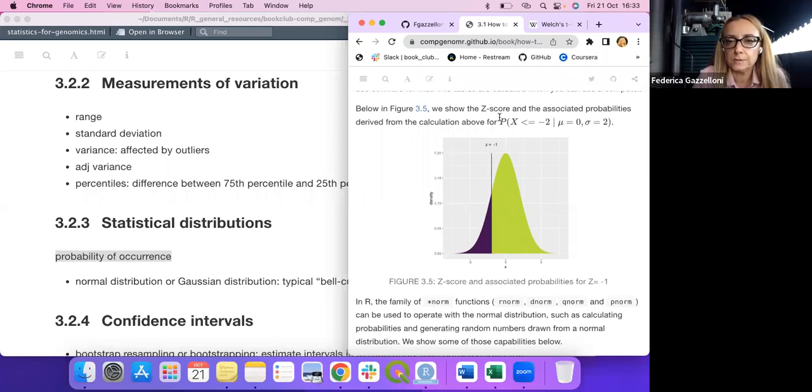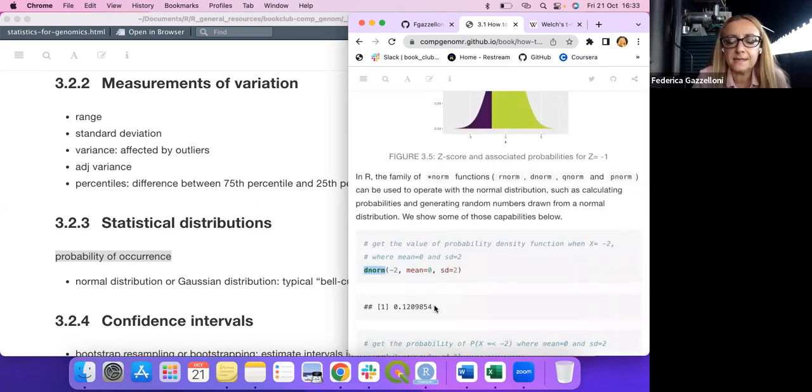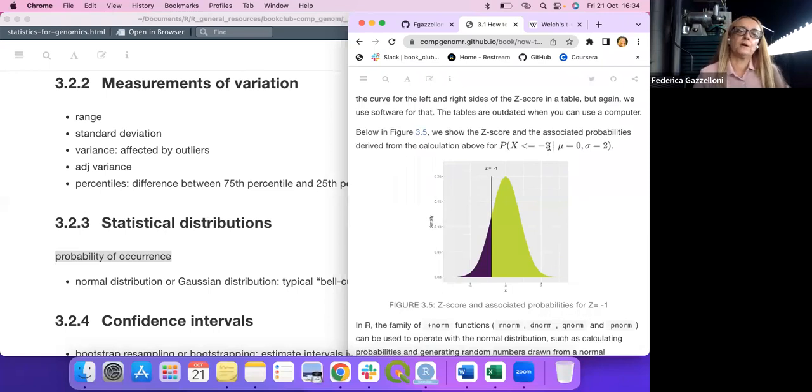And this function basically gives you the area of the probability where your value can be. Because you say I want the probability that my value will be less than minus two. So within this area, considering that your distribution has a mean zero and standard deviation two, for example, okay?